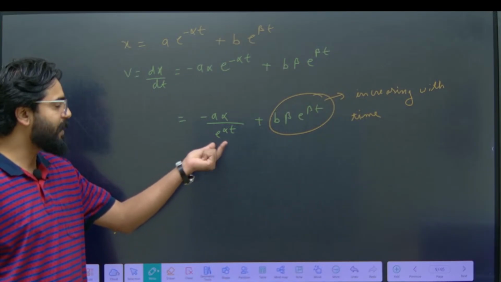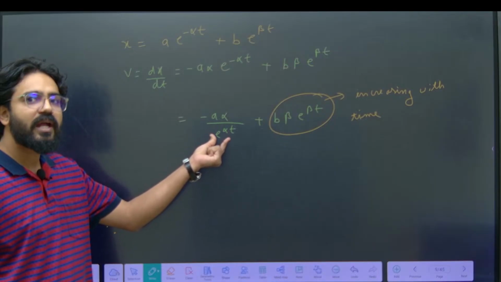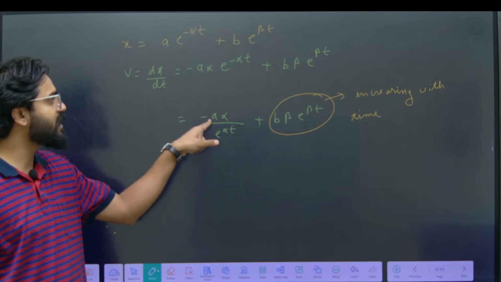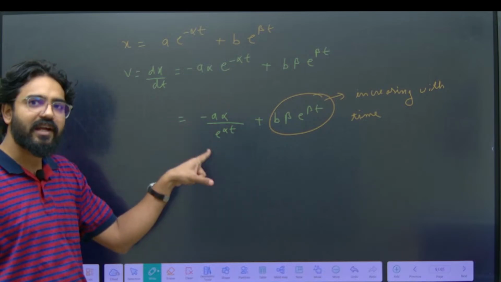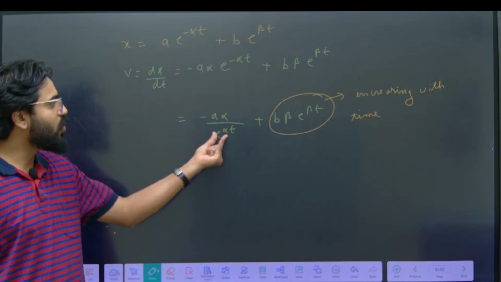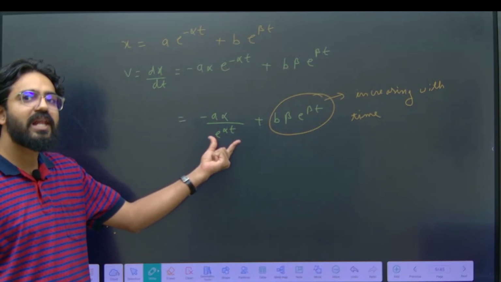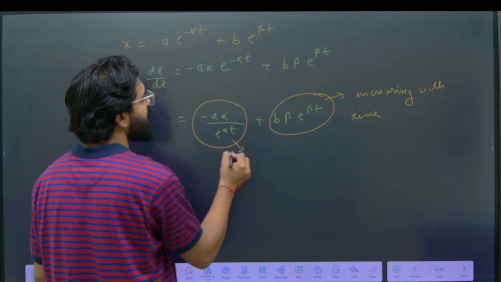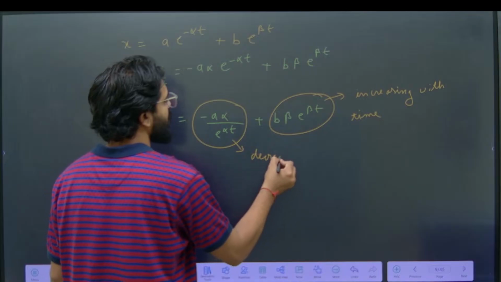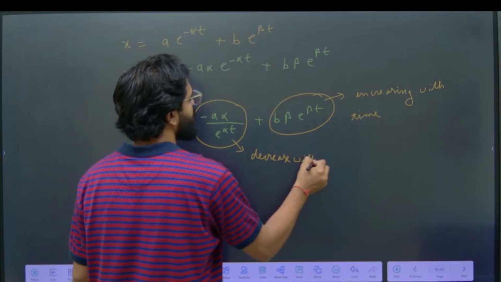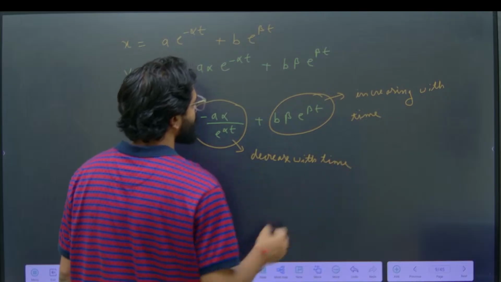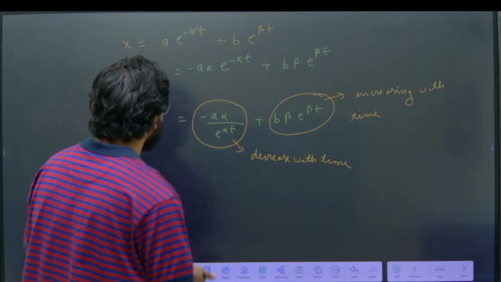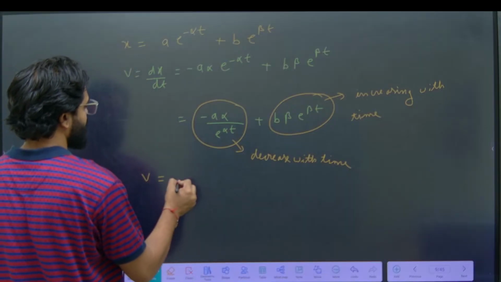And as time goes on, the denominator over here will increase, so the magnitude of the negative term will decrease. Because a is positive and alpha is positive, overall it is negative. But as time goes, this denominator increases, so overall this value will decrease with time. So one term is increasing with time, the other is decreasing with time. It means that velocity is finally increasing with time.